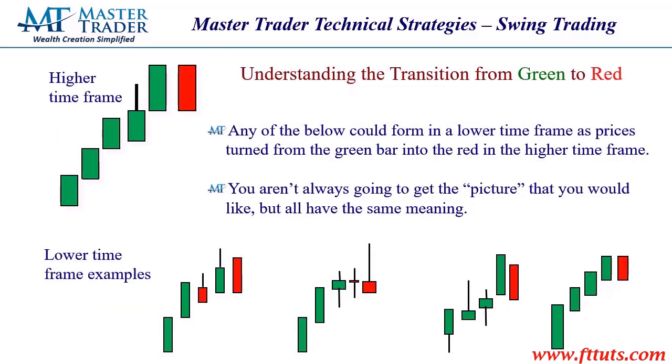Let's understand transitions. There are transitions in a higher time frame that are seen in a smaller time frame. In the upper left there, we're looking at what would be the higher time frame, and in the smaller examples, we're looking at the transitions from that green bar into the red bar. And that can happen in many different ways.